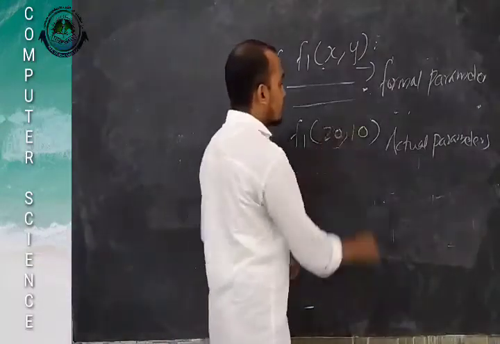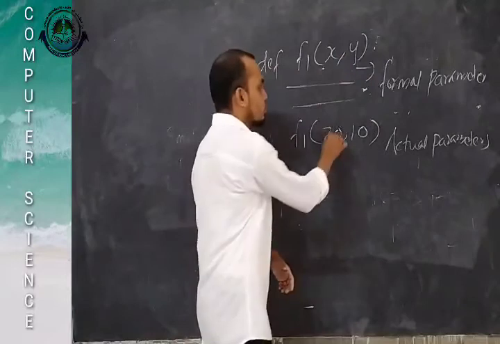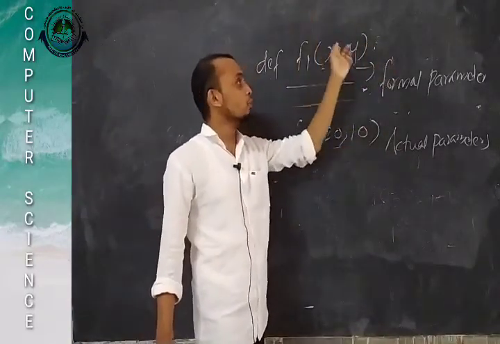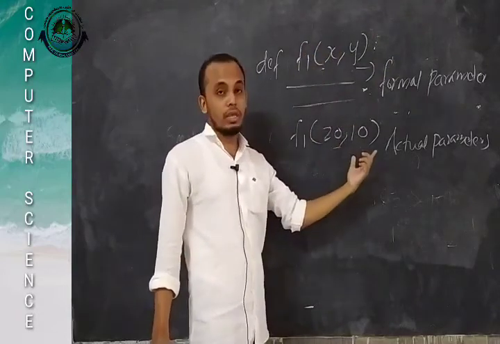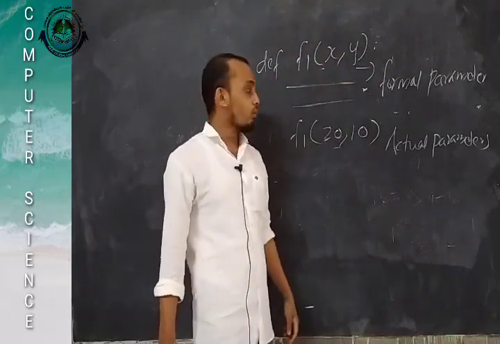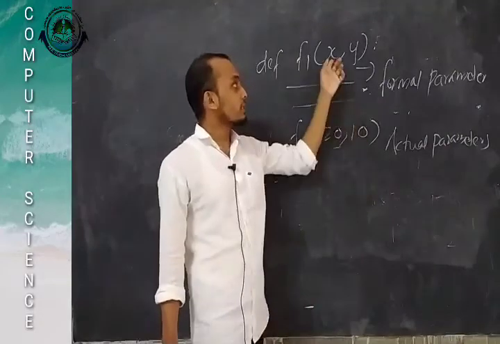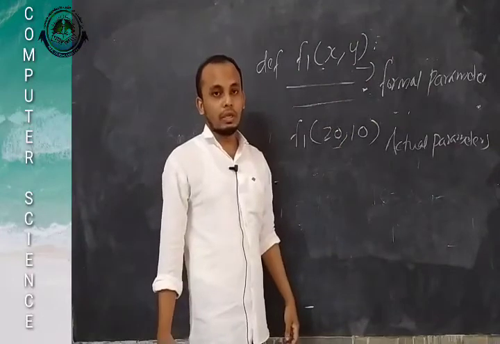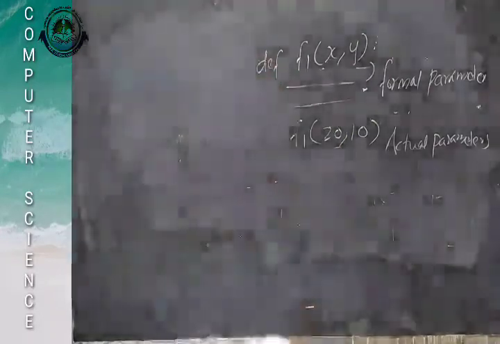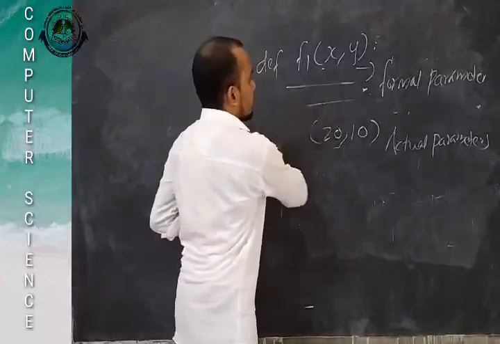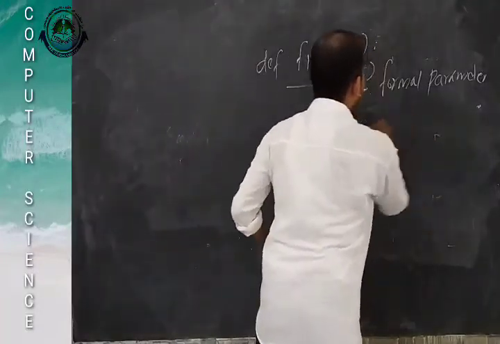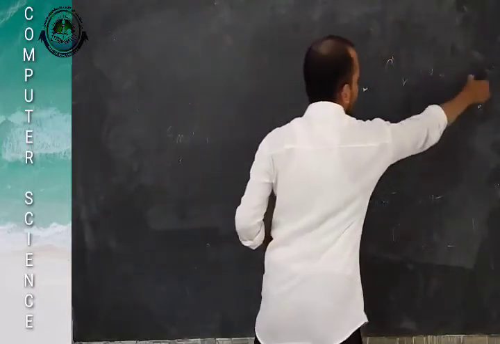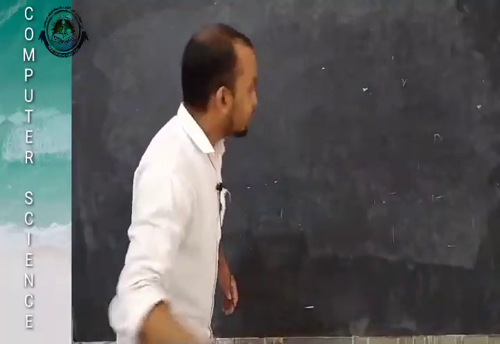Here we can pass these values: instead of x, 20, instead of y, 10, we can pass these values to here. Okay, the alternative name for this x and y, that is called actual parameters. These parameters are called formal parameters. Okay, then mainly these arguments are divided into four types. Arguments are divided into four types.